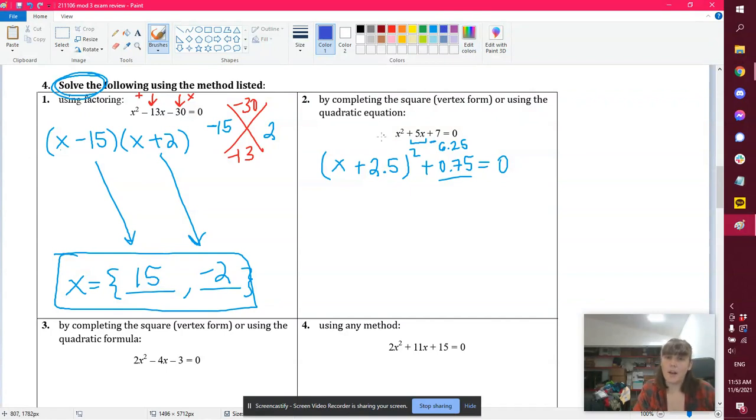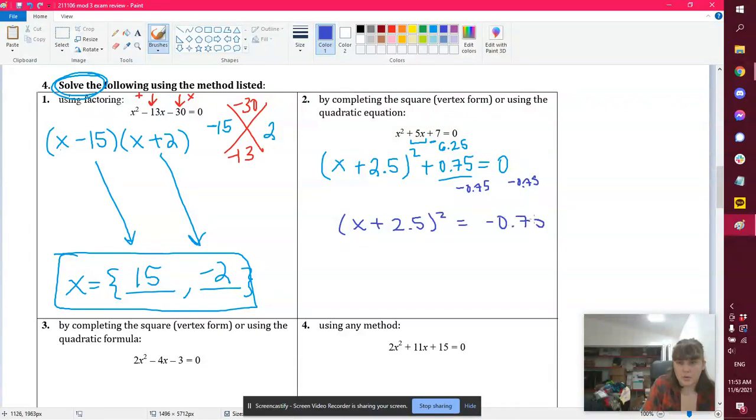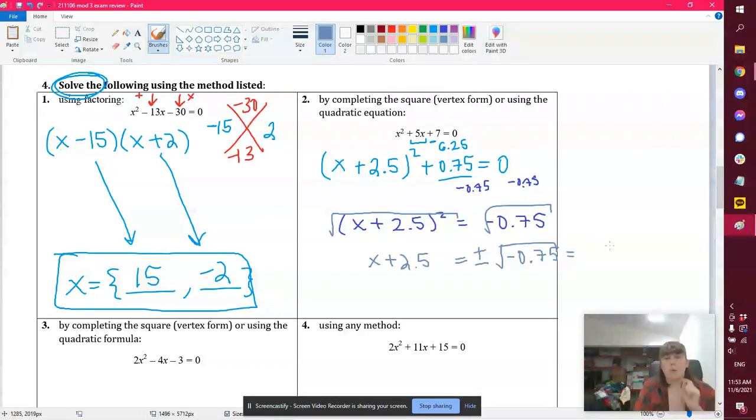I'm not finished. Now I want to solve for x. So I subtract 0.75 from both sides. I get x plus 2.5 squared equals negative 0.75. I square root both sides, remembering to add in a plus or minus when I square root things. The square root of negative 0.75 is whatever the square root of 0.75 is times i.